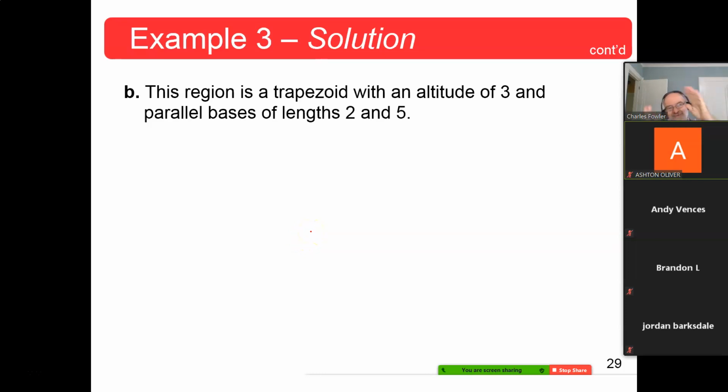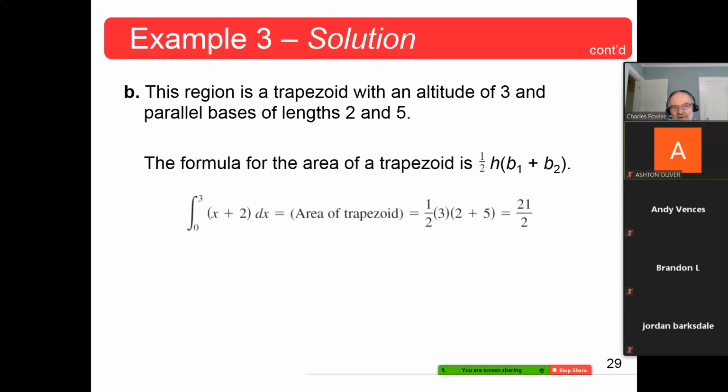Yeah, if you turn it over, the altitude is 3, the parallel bases are 2 and 5. Take the average of the two bases, 2 plus 5 is 7 over 2, 7 halves times 3, 21/2. Yep, and that's what they got. They did it in any order you want to. They did 1/2 the base height times the sum of the bases. Of course, you have to do it sideways to get that height.